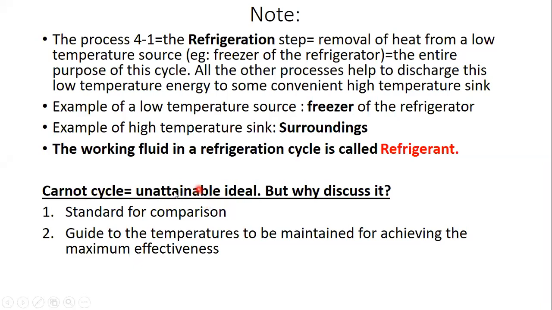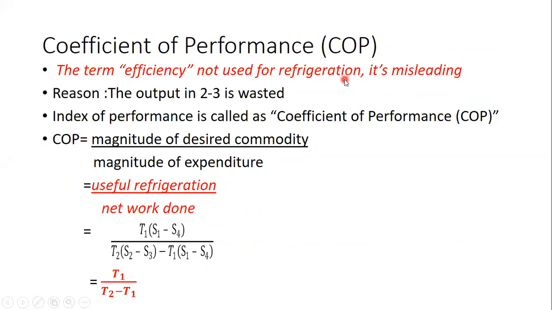So we know that the Carnot cycle is an unattainable ideal, but why are we discussing it? First of all, it is a standard for comparison because, as we have discussed, the Carnot cycle is the only cycle available to human beings which will produce maximum efficiency or maximum effectiveness when working between two defined temperatures. Then it will act as a guide to the temperatures to be maintained for achieving maximum effectiveness. We can use the Carnot cycle to get an idea of the temperatures at which our refrigerator should work to produce maximum effectiveness.